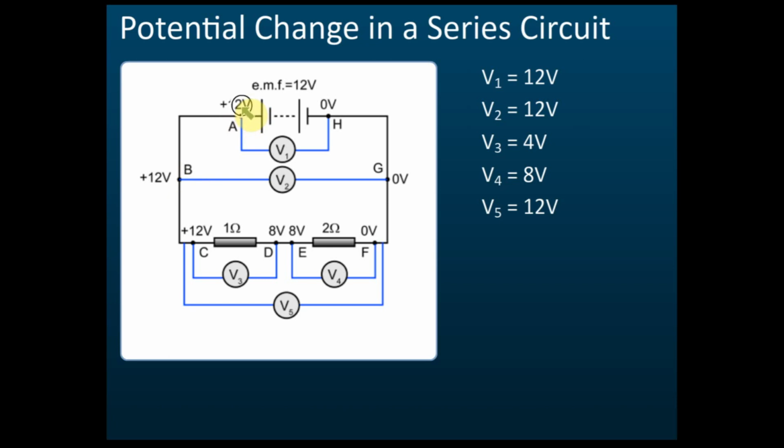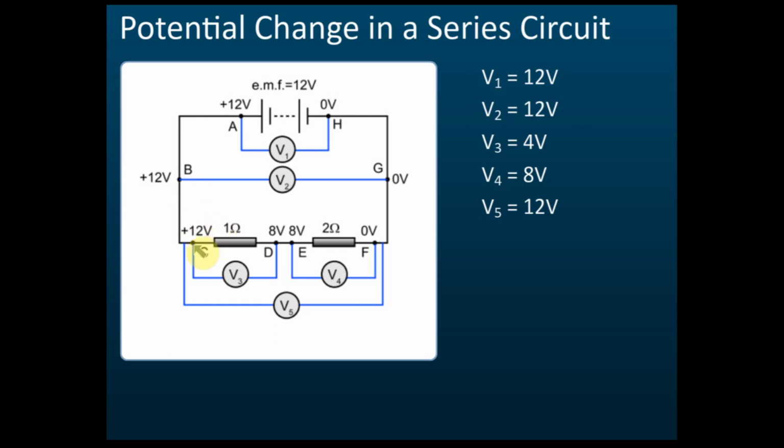Okay, always remember the potential is the energy given to the circuit. So from positive 12 to B is still positive 12 because no work is done and there's no resistance. From point B to point C, the potential is still positive 12 volt. Why? Because there's no resistance. So as long as there's no resistance between 2 points, the potential will not change. Positive 12, positive 12, positive 12.